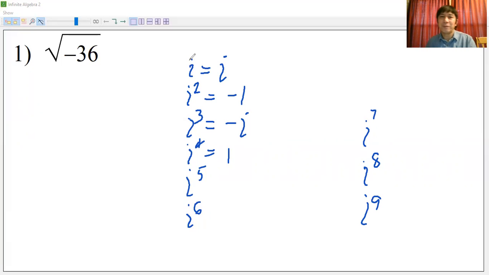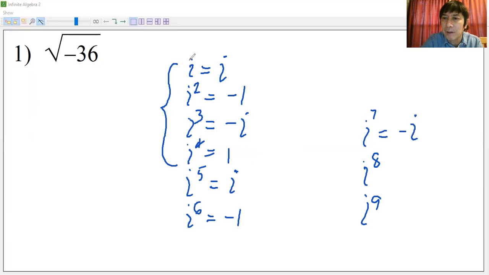Now, you can easily see this. This is i to the 1, i to the 2, i to the 3, i to the 4. Now, i to the 5, you're back to i. And then i to the 6, this is negative 1. And then i to the 7, this is negative i. And i to the 8 is positive 1 again. i to the 9, you're back to i. And then i to the 10, that's another negative 1. And so forth and so on.